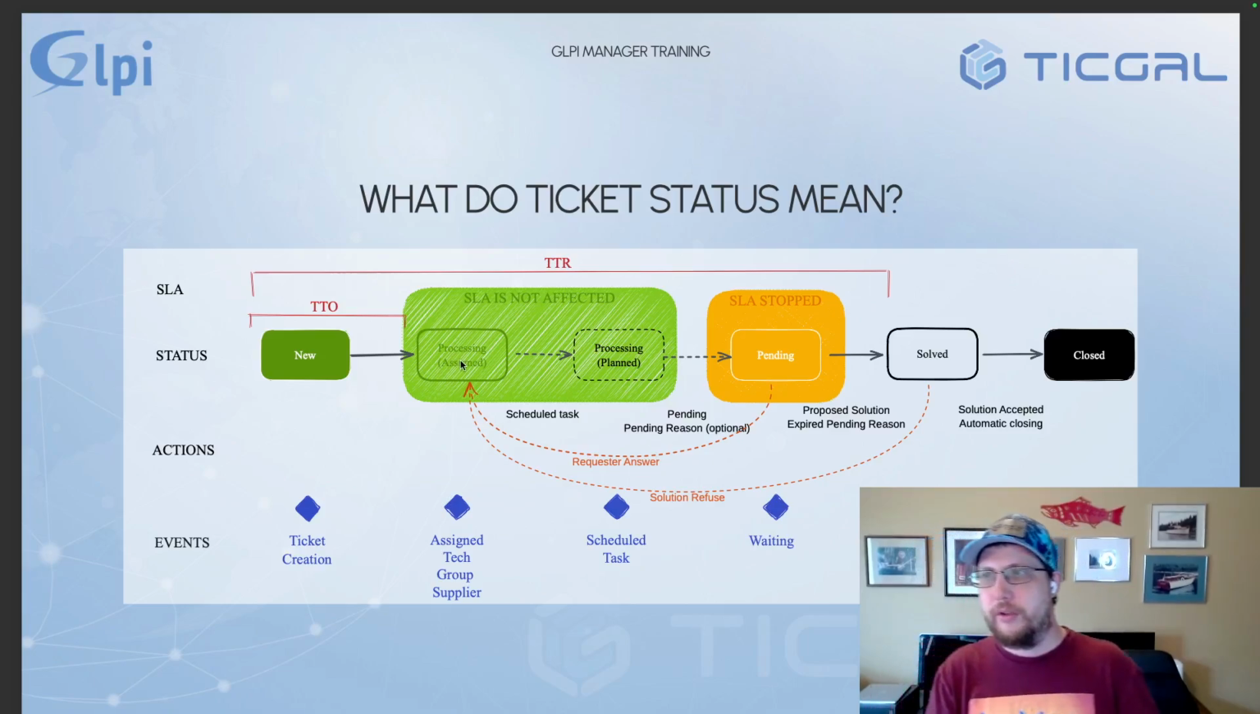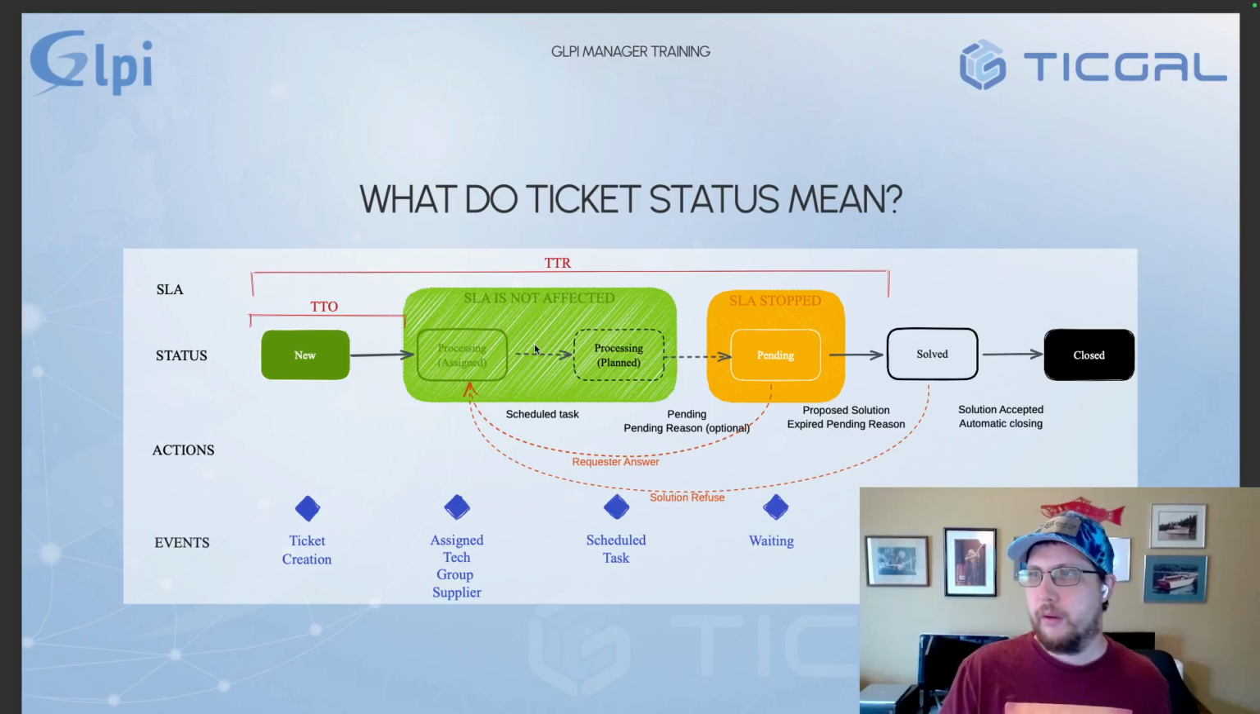Now, the significance of some of these groups of statuses, obviously, you can see this green box here, SLA is not affected, or the SLA is stopped. So when things are in processing, the SLA is running. If you have an SLA of an hour or a day or whatever, any amount of time that the ticket spends in these statuses counts against that SLA. As soon as it goes into pending, that's paused. And so, if you're waiting on feedback from the customer for a day, 2 days, 3 days, you're not going to breach the SLA because that's not counted against processing time, against handling time.